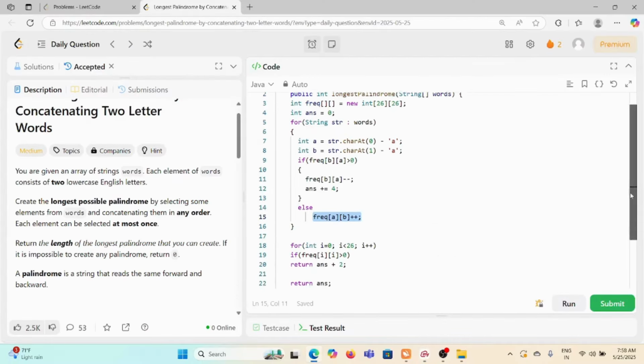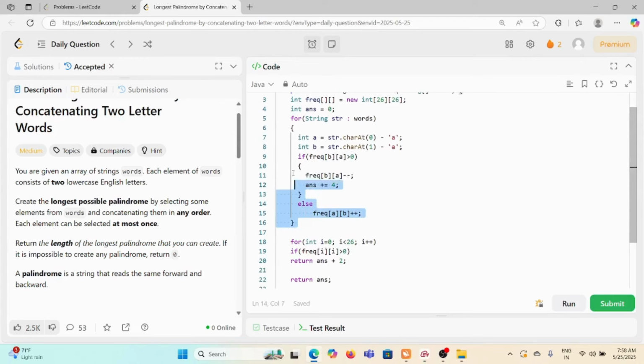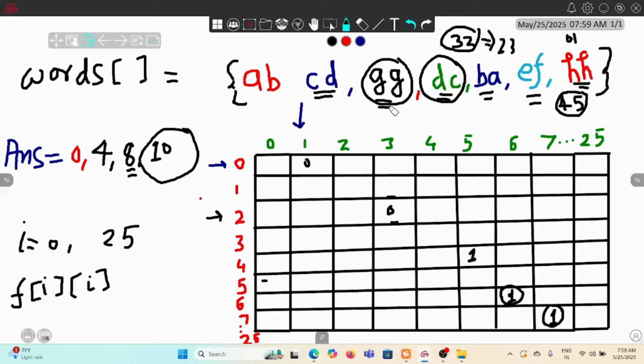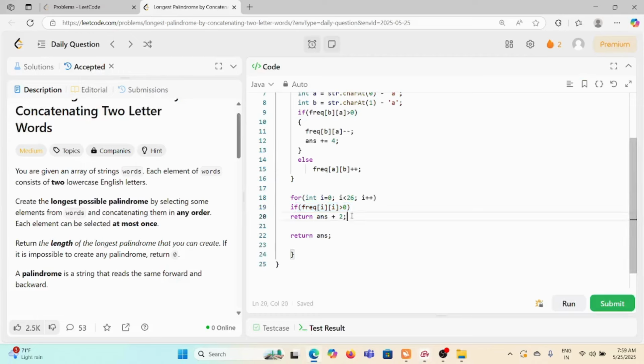Now finally, when we are done with this entire stuff using this for loop, all the opposite words we have already counted here, but for the common words, the words which are having the common letters, I am checking here that if frequency of I is greater than 0, then only one time, whenever we found it, we are returning answer plus 2, because only one of them can be the part of our palindrome. So in this case, either pick GG or you pick HH, right? So as soon as we found a pair, we are returning answer plus 2.